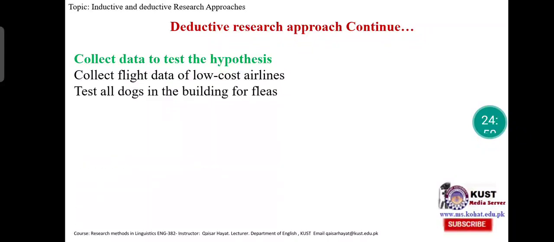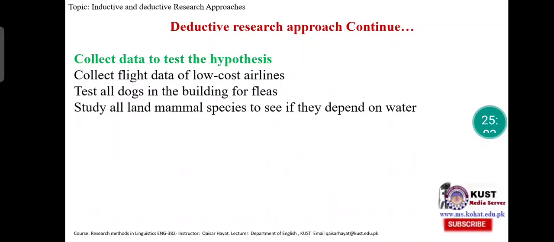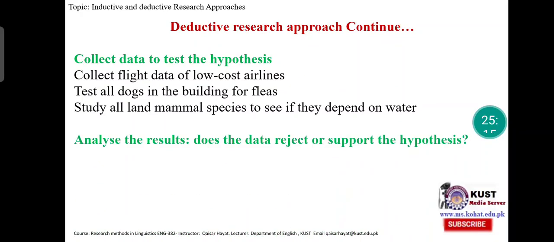Now, in the second case, you would test all dogs in the building for fleas. You would take data and see whether they have insects on their body or not. Now you would study all land mammal species to see if they depend on water. So in this stage you collect the data from your already made theories and then hypotheses. The fourth stage.